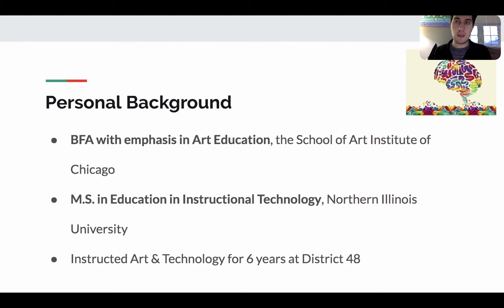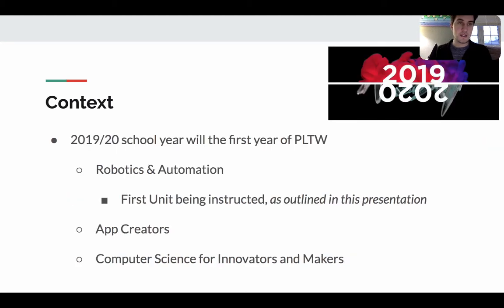For my personal background, I got my bachelor's from the Art Institute in Chicago with a major in education, and recently I got my instructional education master's, and I've been working at the same district, which is 48, for the last 6 years. The context is this is my first year of doing Project Lead the Way. I went to be trained in robotics and automation, app creators, and computer science for innovators and makers. In this presentation, I'm going to be discussing the robotics automation section.